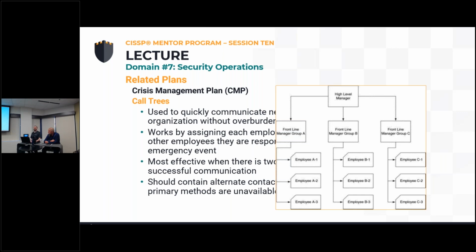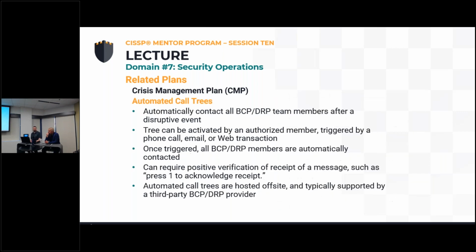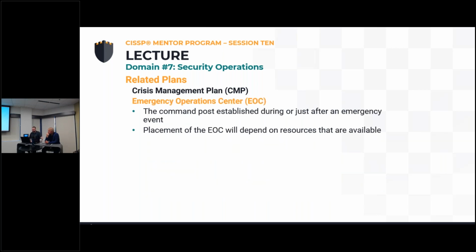The automated piece is way easier, but you've got to test it. I don't know why anybody would do a manual calling tree anymore. This was a long time ago. Automated takes care of all that. It automatically triggers, you can track that they've actually acknowledged it, and they can't deny they got it. Non-repudiation.